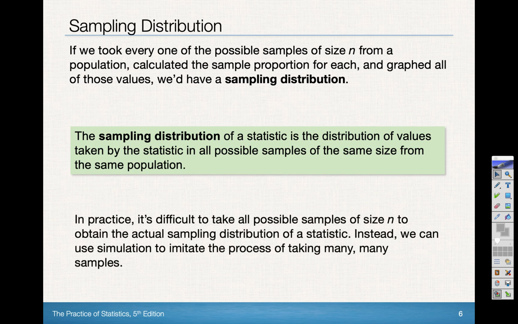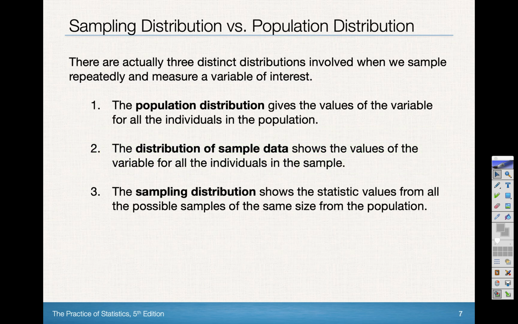Okay. In practice, it's difficult to take all of the possible samples of size n to obtain the actual sampling distribution. So instead, we're going to use simulations to imitate this process of taking many samples. Okay, so now we have three types of distributions. We have a population distribution where, if we think about this as dot plots, every single dot on a population distribution would represent a single individual, whatever we're measuring. So in our case, let's say we're measuring the average height. Every dot would represent a single person's height.